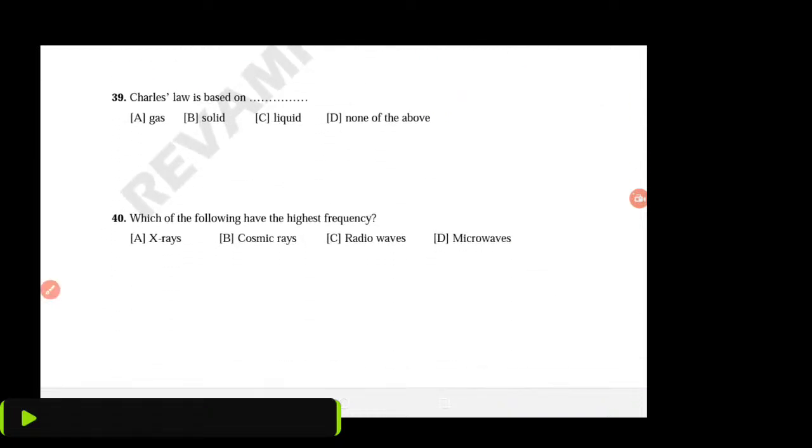Okay, let's go to number 39. In question 39, the question says, Charles' law is based on dash. Charles' law is a gas law. So Charles' law is based on gas. The correct option will be option A.